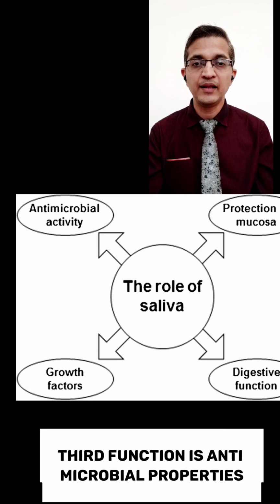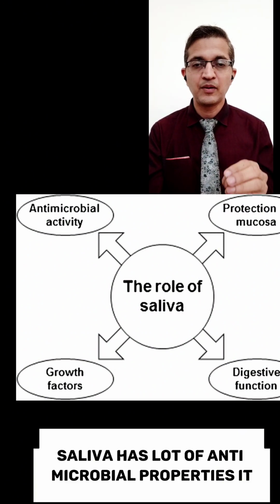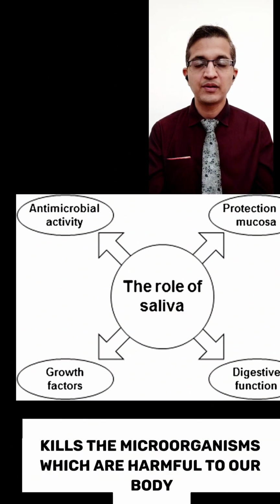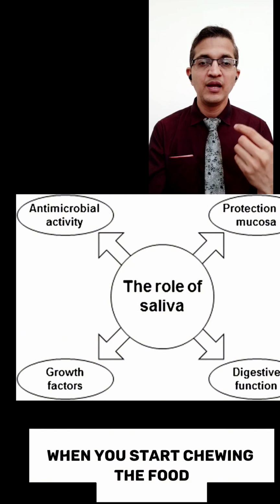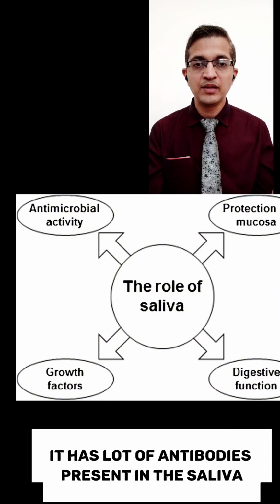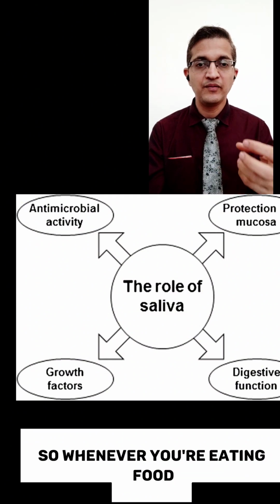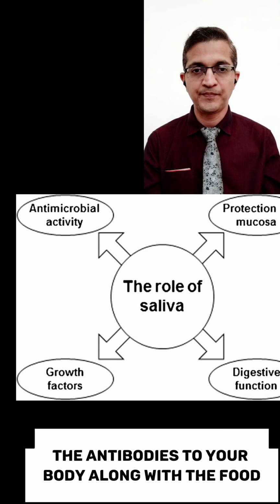The third function is antimicrobial properties. Saliva has a lot of antimicrobial properties. It kills the microorganisms which are harmful to our body when you start chewing the food and it gets mixed with the saliva. There are a lot of antibodies present in the saliva, so whenever you are eating food, it provides the antibodies to your body along with the food.